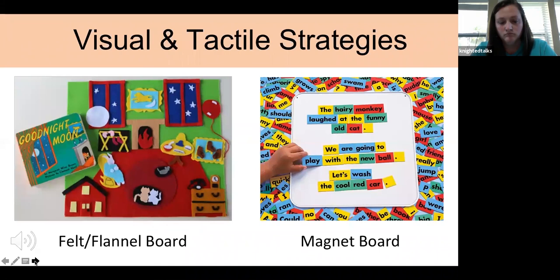We can also combine strategies. So let's think about visual and tactile strategies all in one. You can use or create a felt or flannel board, and students can take the little items and move them around on the felt board as you go through each part of the story, or to explain their comprehension of the story as they're retelling. Or you can use a magnet board like the one shown on the right.